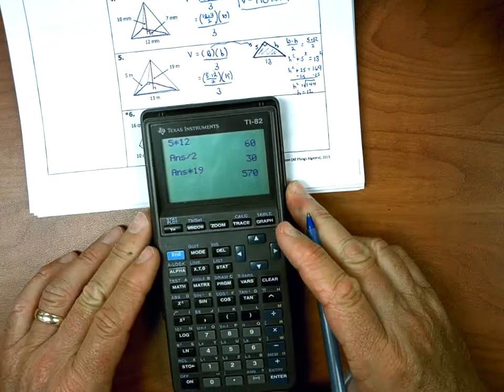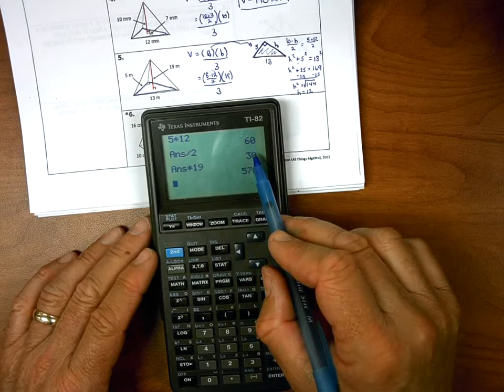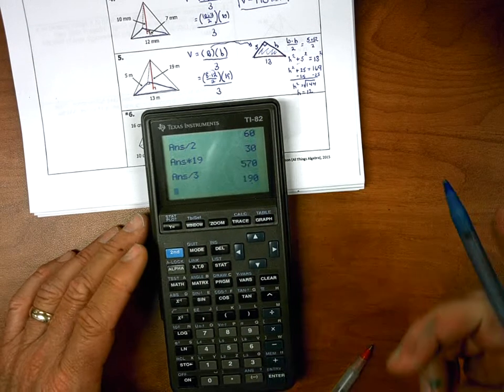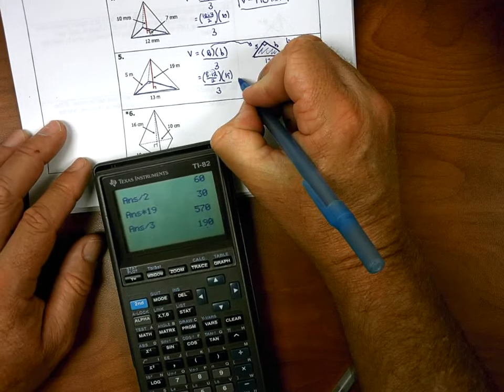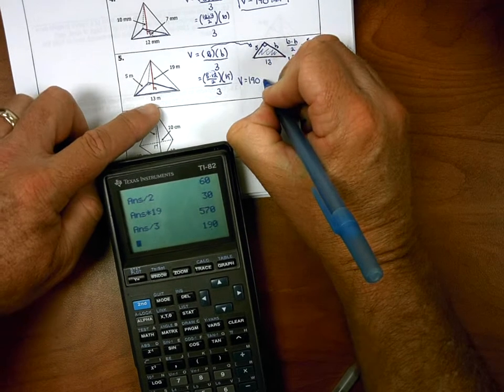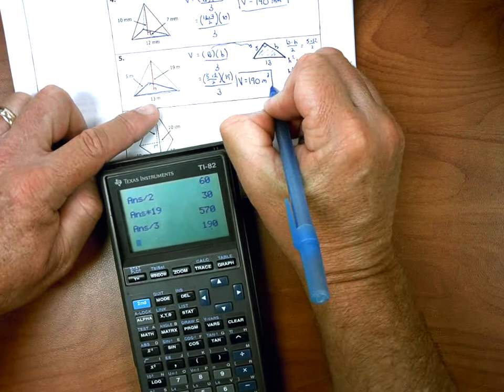There we go. You can see I went 5 times 12, I got 60. I divided by 2, I got 30, multiplied by 19. Now I'm going to divide that all by 3. So 190. So in number 5, my volume is 190. Put the measurements, which is meters cubed. 190 cubic meters for number 5.